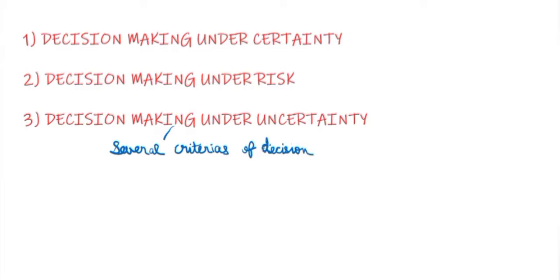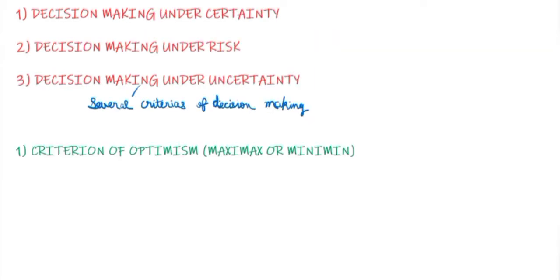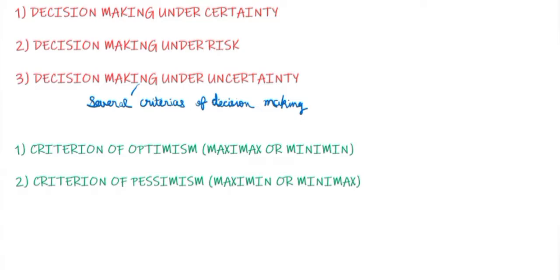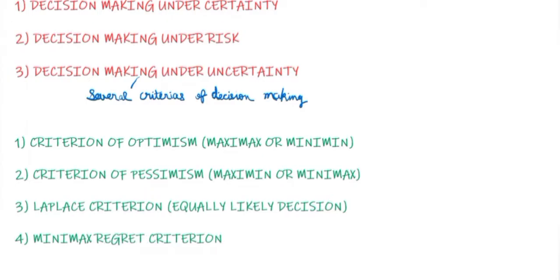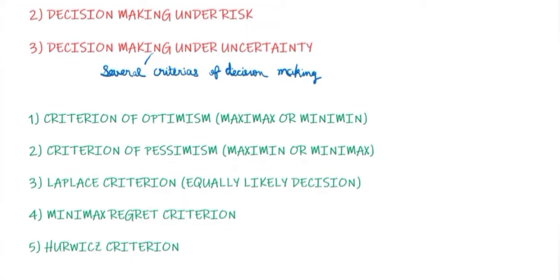So the first one is the criterion of optimism, which is Maximax or Minimin. The second one is the criterion of pessimism, which is Maximin or Minimax. The third one is the Laplace criterion, which is also asked as equally likely decision. While we'll be solving the sum, I'll make it clear to you how we can find all these criteria. The fourth one is Minimax regret criterion. And the last one is HURWICZ criterion.